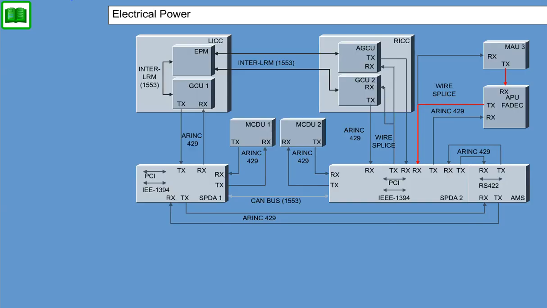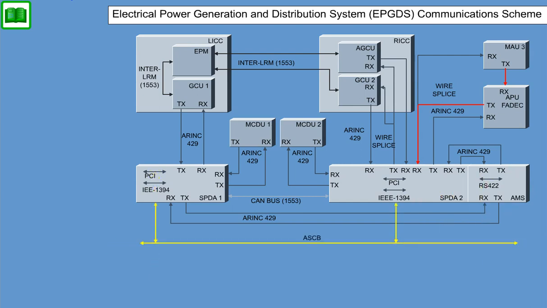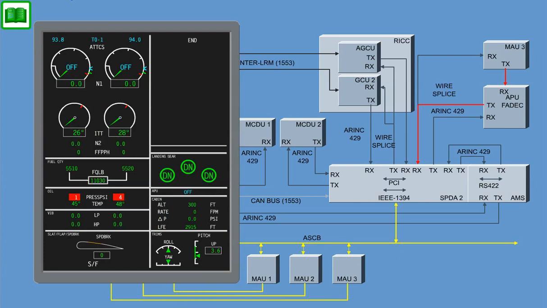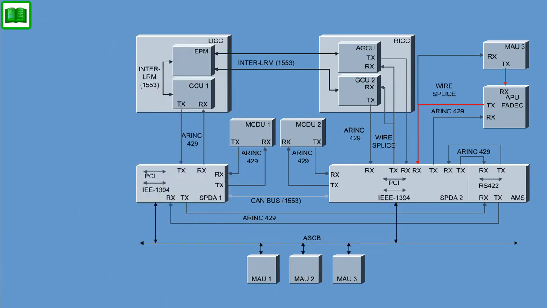The Electrical Power Generation and Distribution System, EPGDS, communications scheme provides an interface with the Avionics Standard Communications Bus, ASCB, enabling the EPGDS to provide system information via the Modular Avionic Units, MAUs, to the Cockpit Indicating and Crew Alerting System. On the interactive EPGDS communication schematic, you can view the different components, their locations, and their functions within the electrical power generation and distribution system.